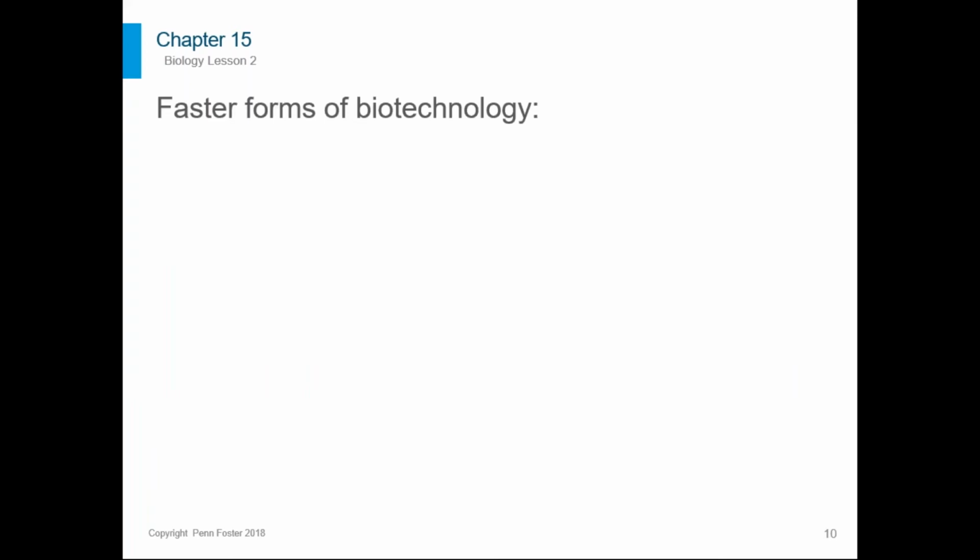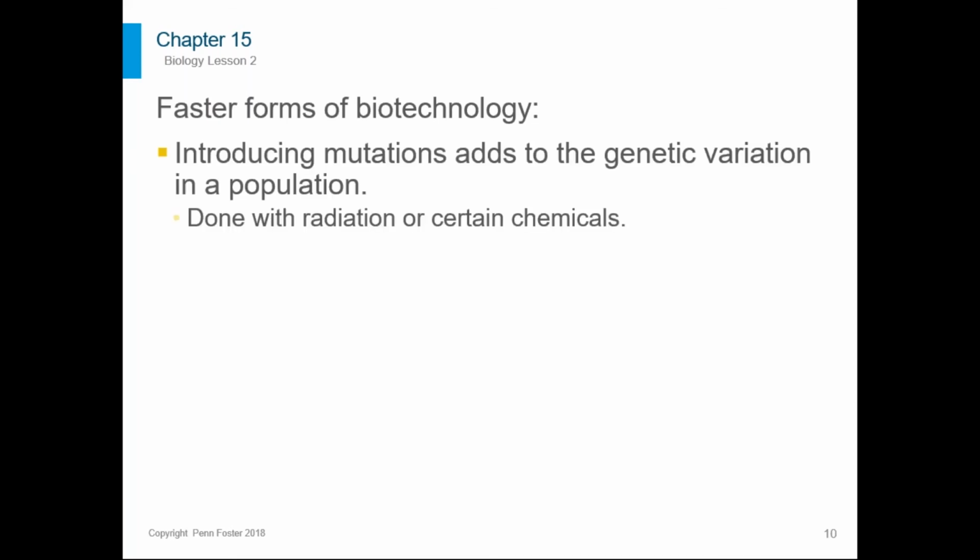Now, while selective breeding has done astonishing things over thousands of years, there are now other forms of biotechnology that are allowing changes to be made faster. With selective breeding, we're kind of just relying on the diversity that's already in the population. And occasionally, there are mutations that happen that add to the genetic diversity and change up the traits that are available. But scientists can also now induce extra mutations and introduce these mutations to the population.